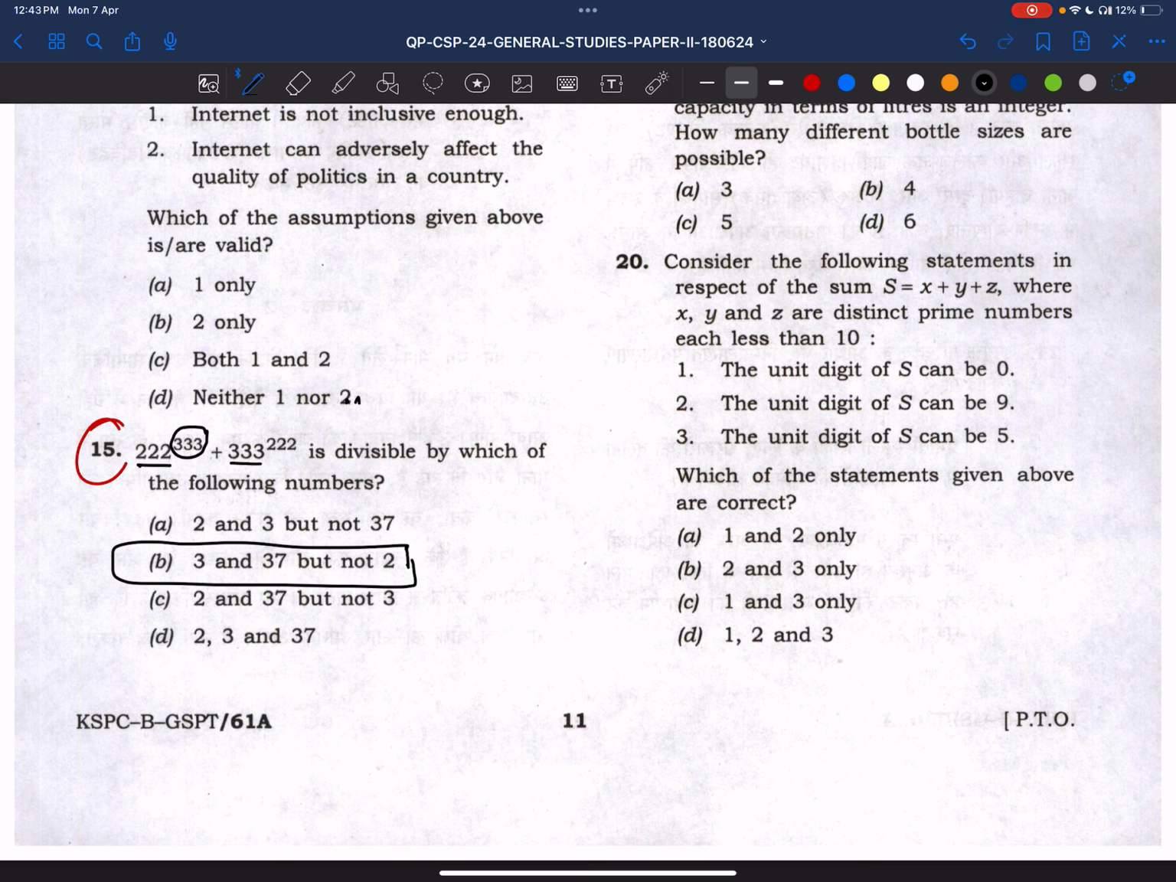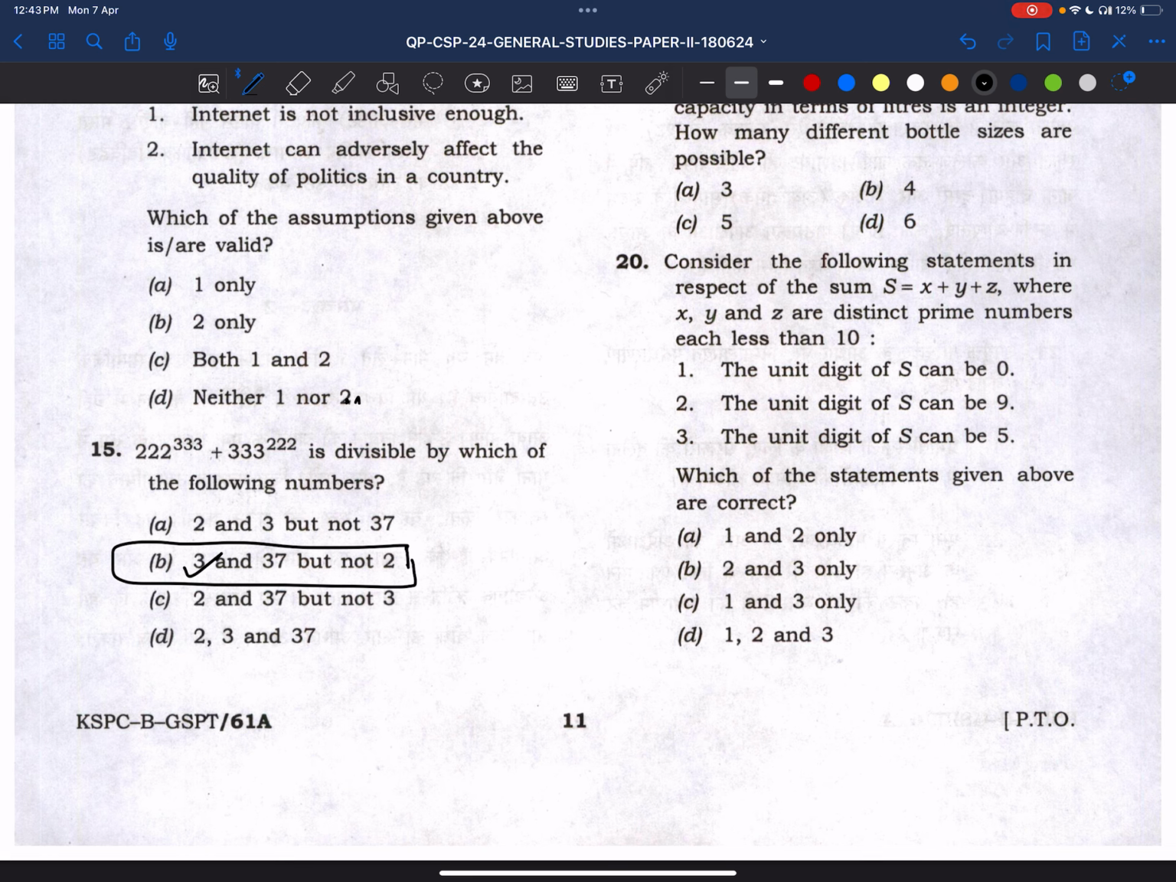Now see here, this is 3 plus 3 plus 3, that means 9. So triple 3 is also a multiple of 3, and this is power of triple 3. Triple 3 is a multiple of 3, which means any power of a multiple of 3 is also a multiple of 3. So this whole number will be divisible by 3.